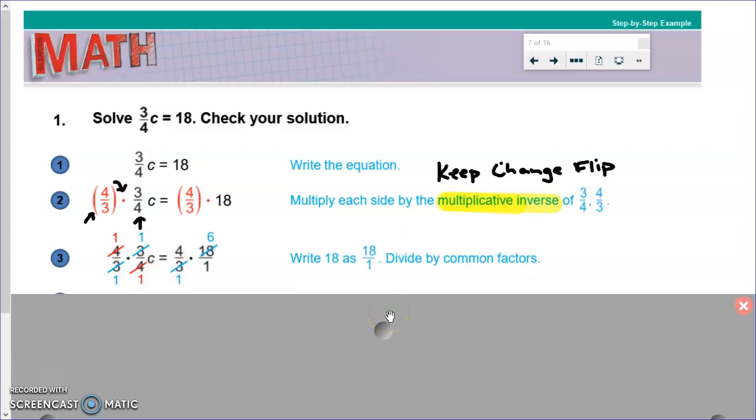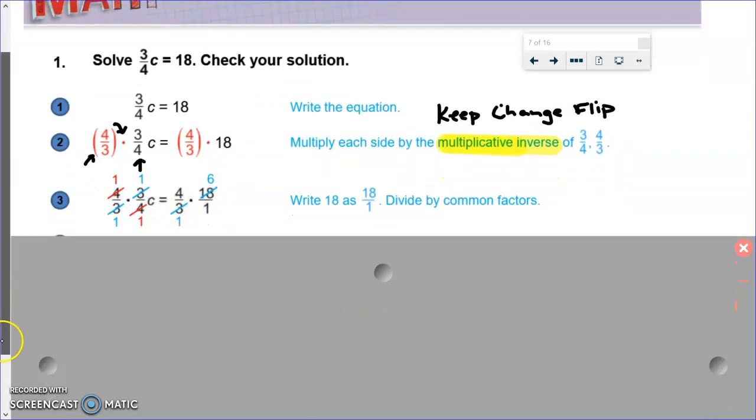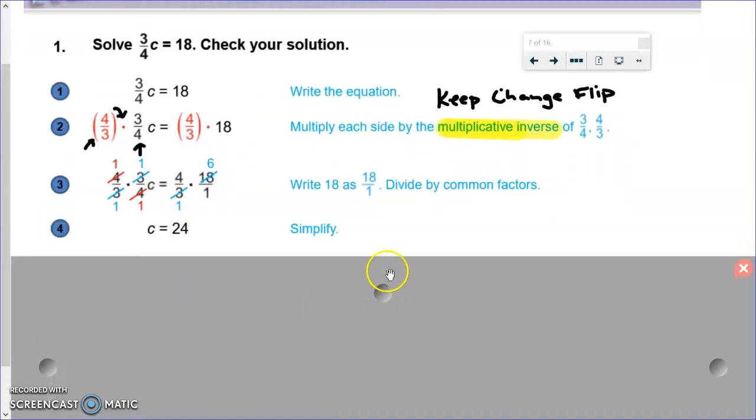So when we look at this, we can actually divide by common factors. My 4s, when I cross reduce, become 1, and my 3s also become 1. So we have c. And because what we do to one side of the equation, we have to do to the other, we're going to multiply 4/3 by 18. And remember, we can write our whole number as a fraction by sticking it over 1, and again, cross-reduce. So in this case, we'll end up with that 4 times 6 to give us 24, because on the bottom, 1 times 1 would give us 1, but we can write that 24 over 1 as a whole 24.